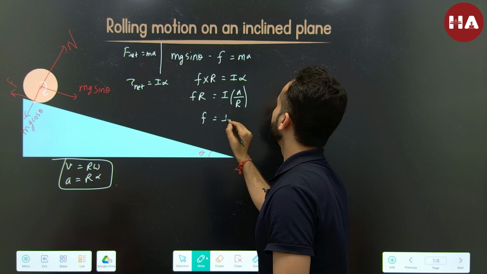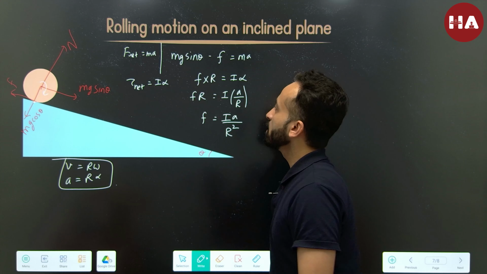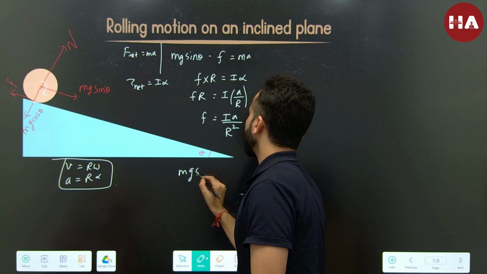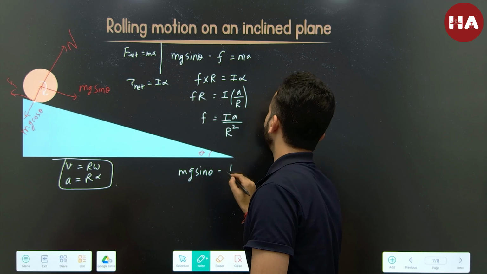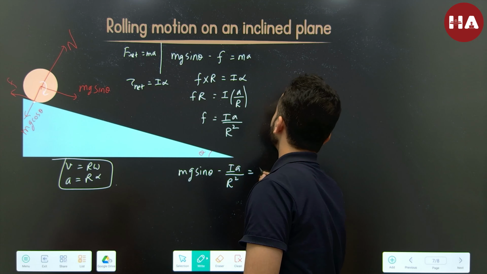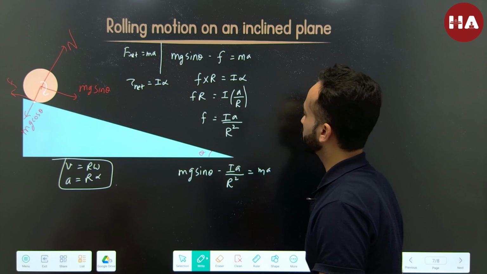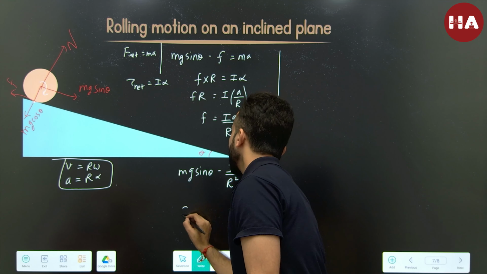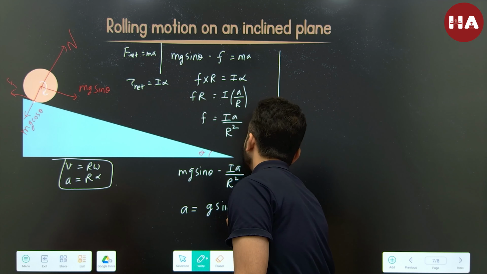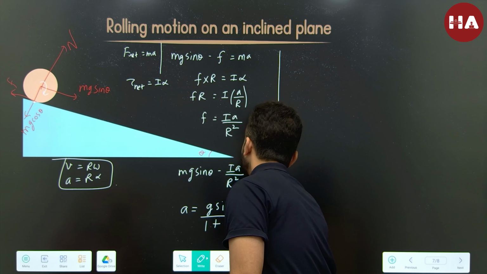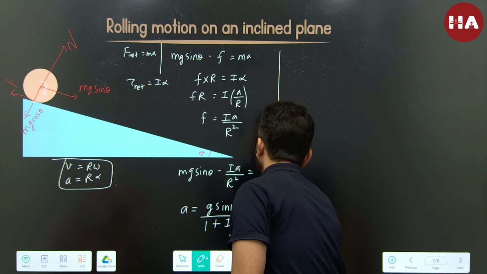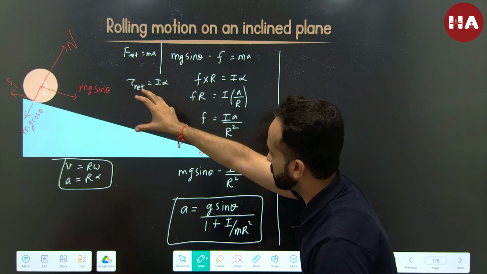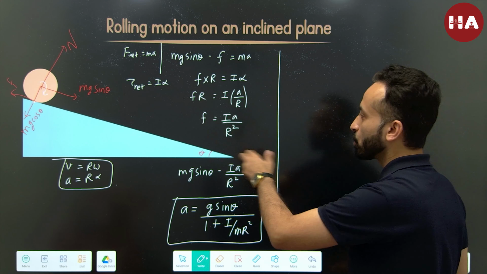What do I get? F is equals to I A by R square. Let's put this value in this equation. So, mg sine theta minus I A by R square is equals to MA. Solving this, you get the value of A. So what are we getting? A is equals to g sin theta upon 1 plus I by mr square. This is giving me the function of acceleration, the acceleration with which this round object is going to roll down.